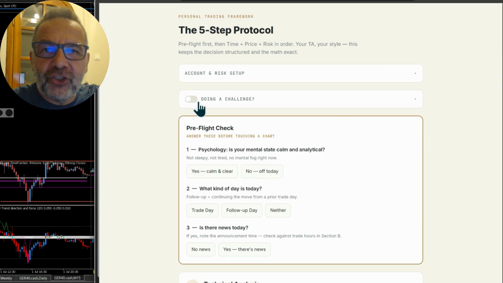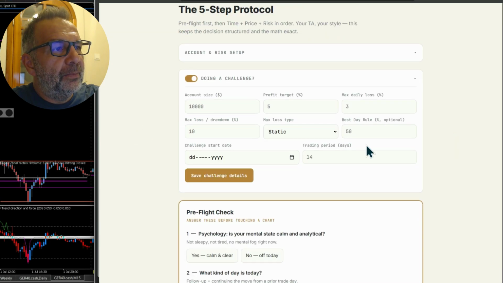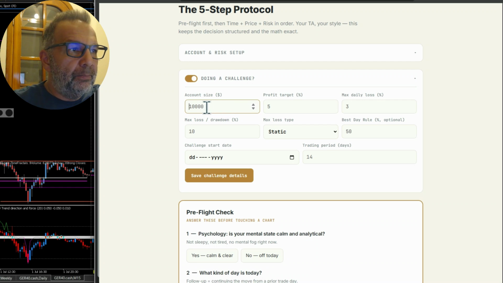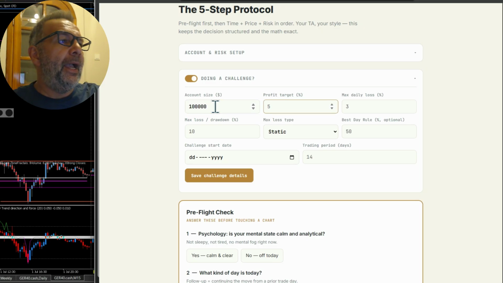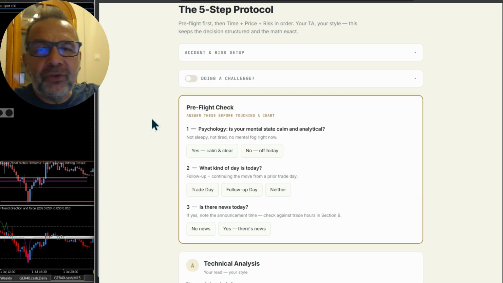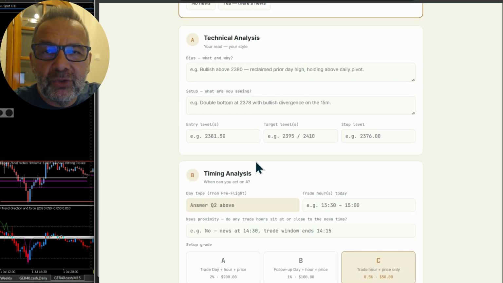Also, if you're doing a challenge, just download it. It's an HTML file. It'll pop up on your browser. Then all you have to do, if you're doing a challenge, is put in your challenge amounts. These are default settings, but you can change them, right? So if you're doing one for 100,000, let's say, then just write 100,000 and profit targets or whatever. The whole idea with this is, if you're doing it, then you can calculate your risk and so on according to that challenge, which makes life easier.